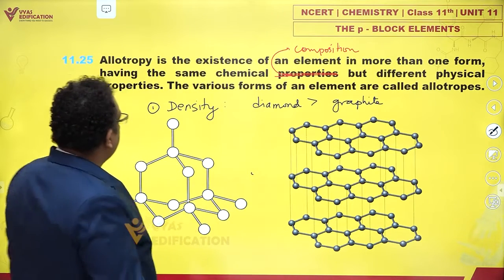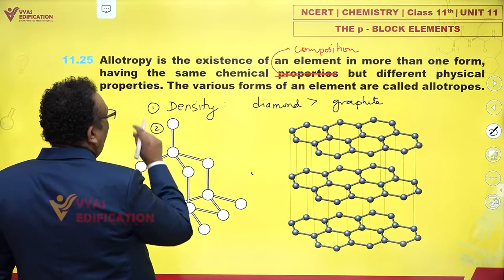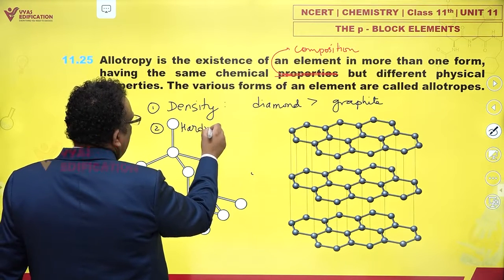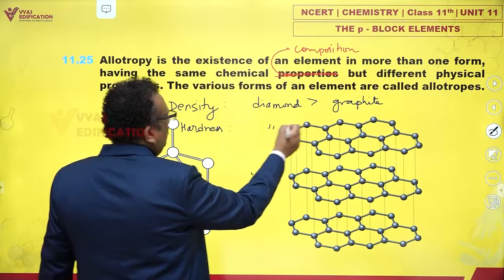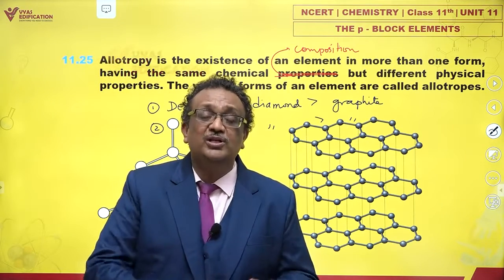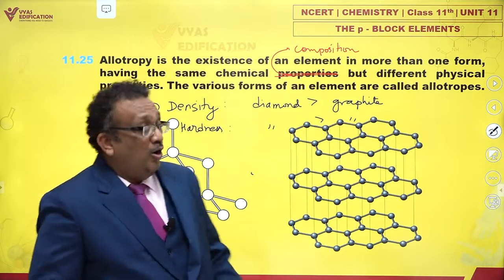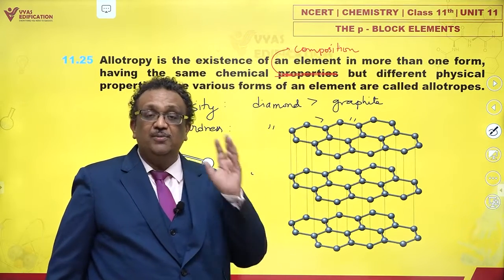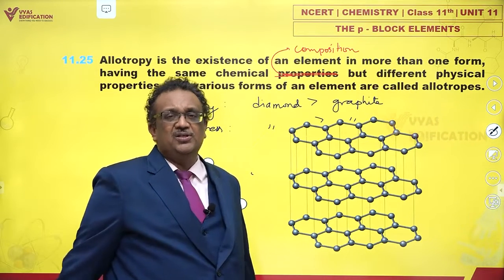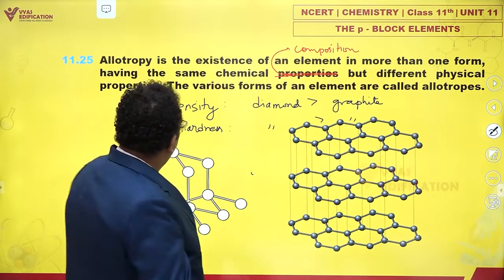A second very important factor is hardness. Hardness is something which is very, very popular. Diamond is much, much harder than graphite. Graphite is soft, you can make it powdery. Actually, it is used as a lubricant. On the other hand, diamond is so hard, it is the best possible abrasive. You can use it for cutting, polishing the hardest of the other substances, and it works very well.